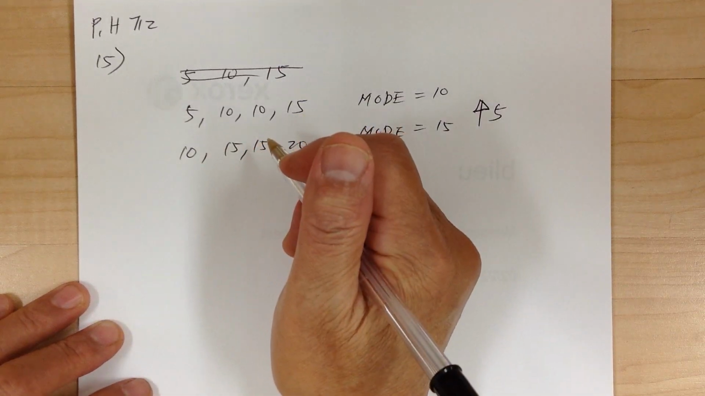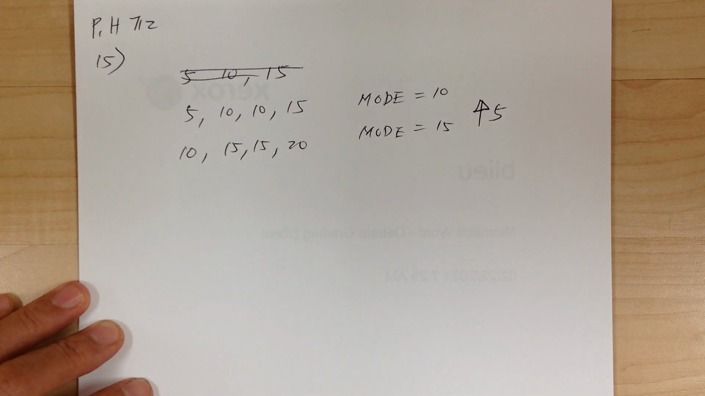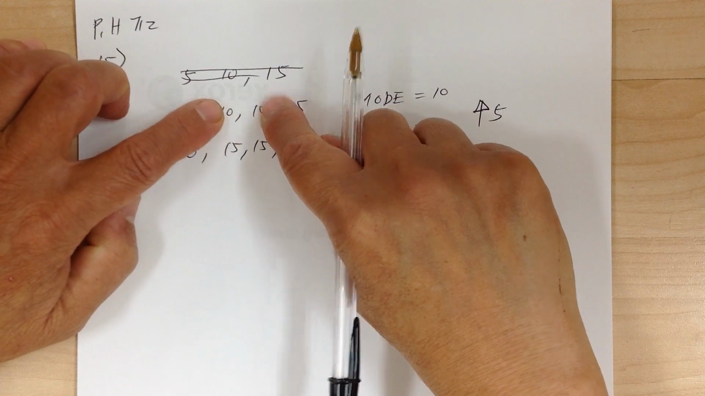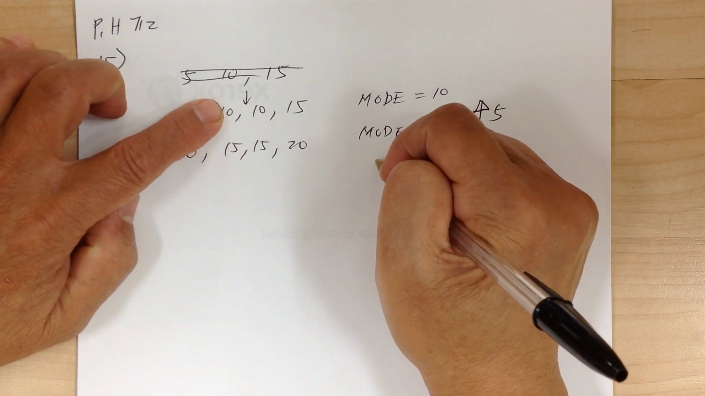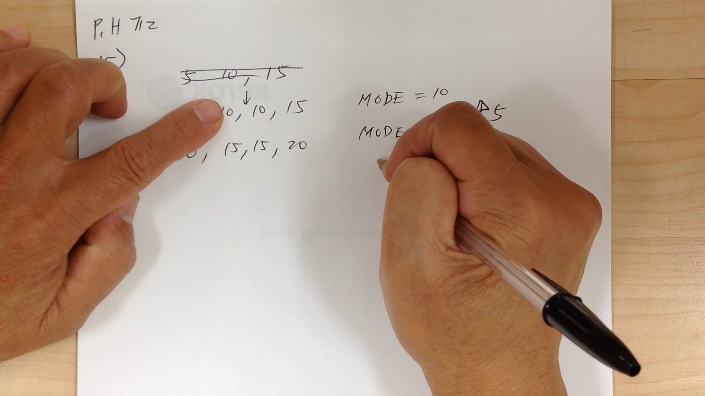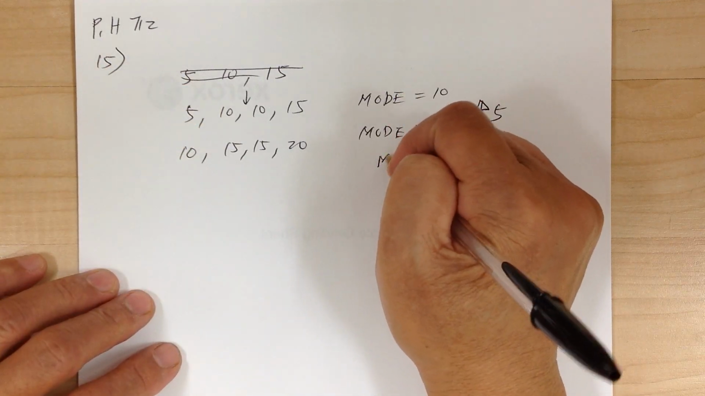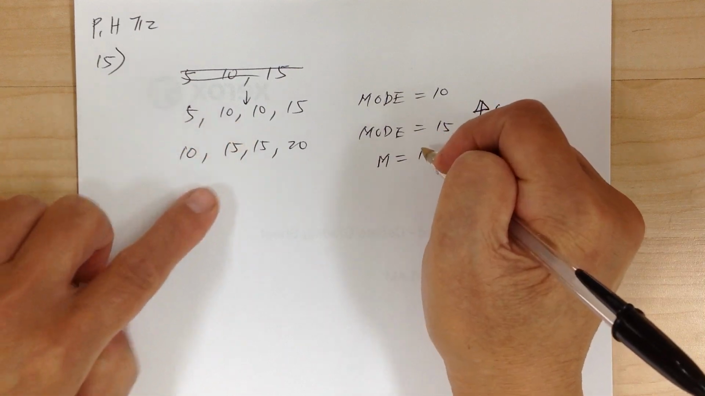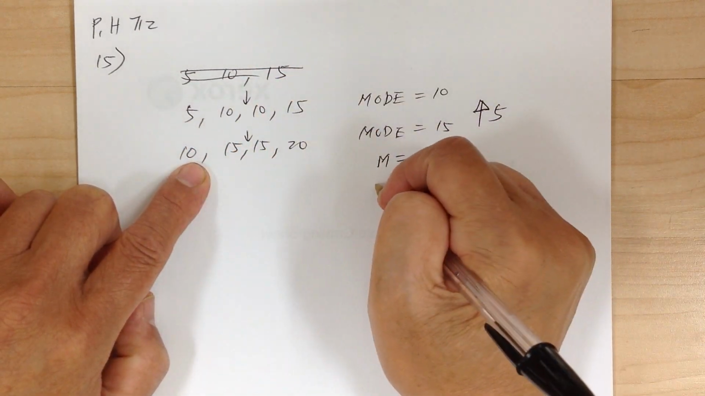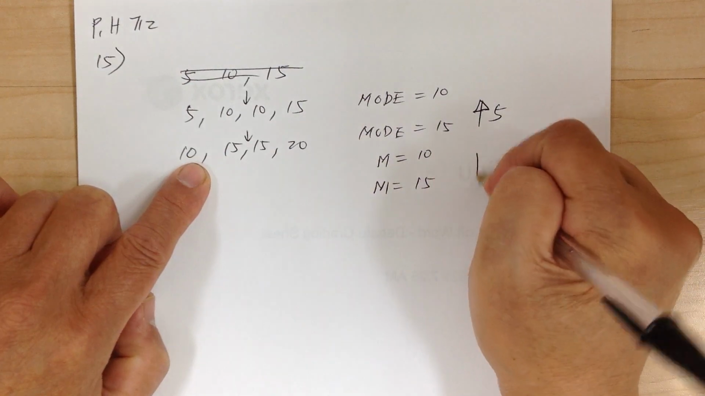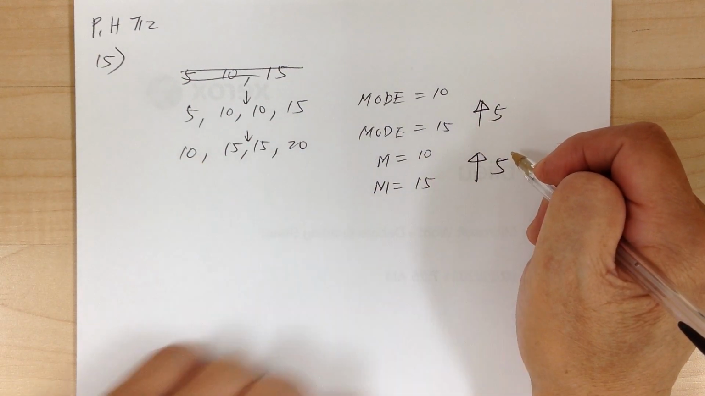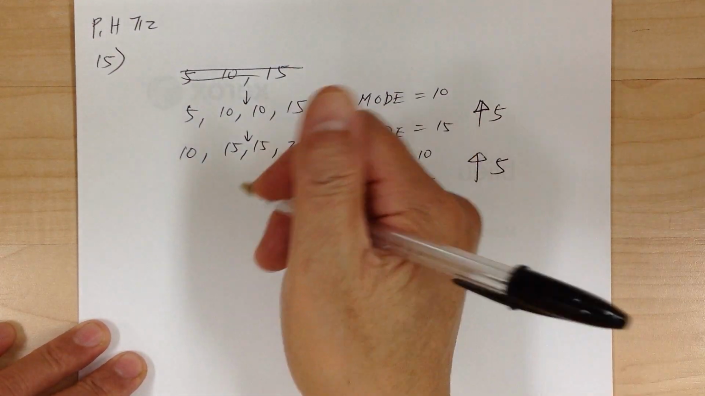And then do the same thing for the median. It's the middle number. So the middle number here would be 10. Now over here, the middle number would be 15. So you can see that the median, the middle number, goes up by 5. Now you do the average.